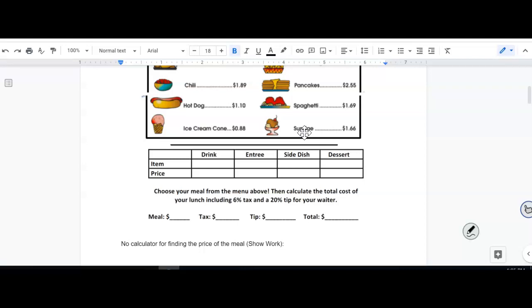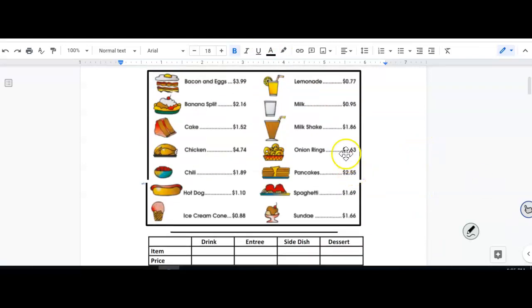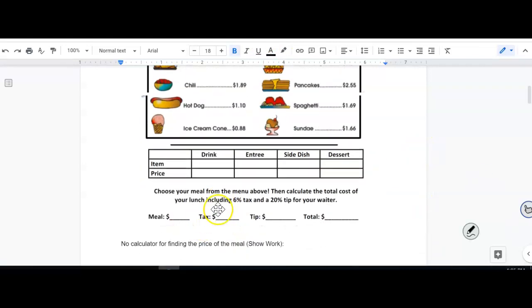That's what we're figuring out. That's your percent. Your tax is 6%. All right, go ahead. Find out what you want to eat, how much it costs, how much the tax is, how much your tip is, and your total cost that Mr. Bettinger has to pay for. Calculators down, eyes up here. I'm going to give us an example.